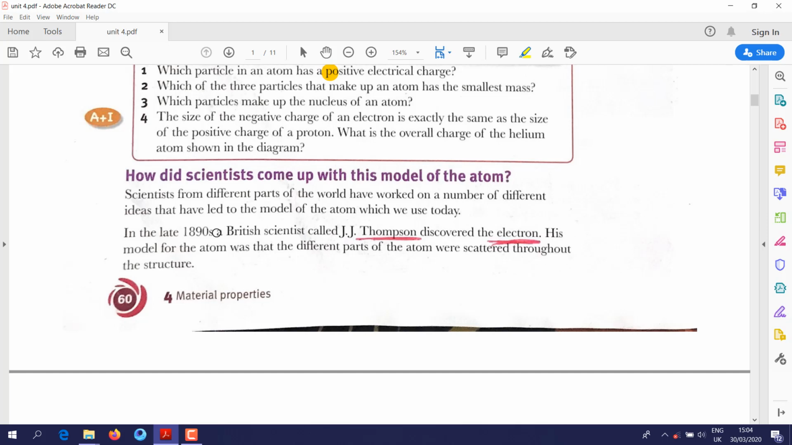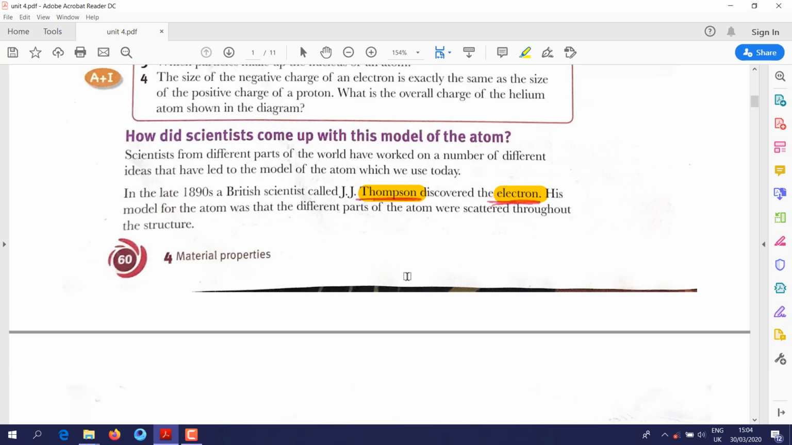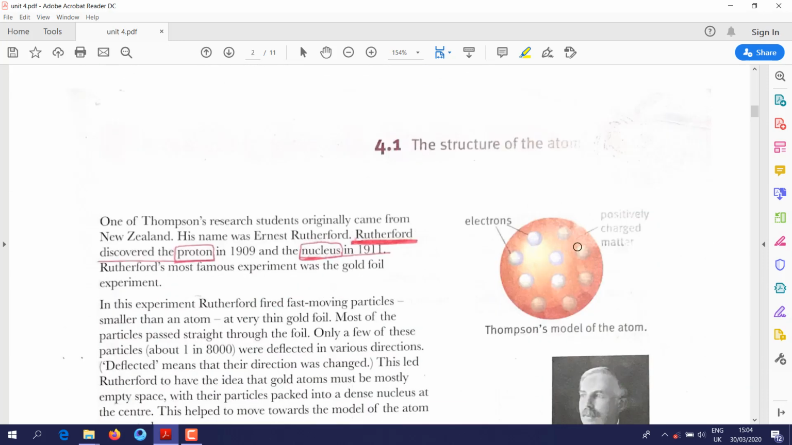The first scientist to start studying the structure of the atom was a British scientist. His name was Thomson. Thomson discovered the electron. His model for the atom was that the different parts of the atom were scattered through the structure. Look at this diagram, this is Thomson's model. What he said is that the electrons are scattered in the atom.